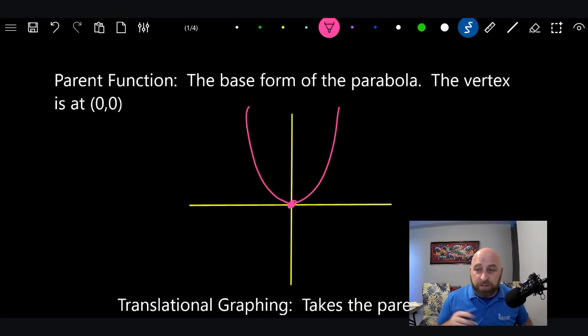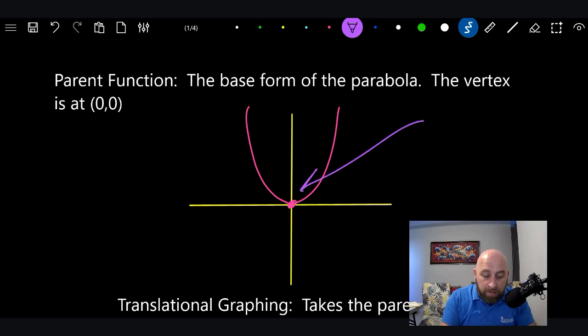If you look down at the screen, you'll see a little picture. It's kind of a rough graph. And at point 0, 0, you'll see it formed. Well, the parent function, it's called, is the base form of the parabola. It starts at right here, point 0, 0. Okay? And so that's where its vertex is formed.